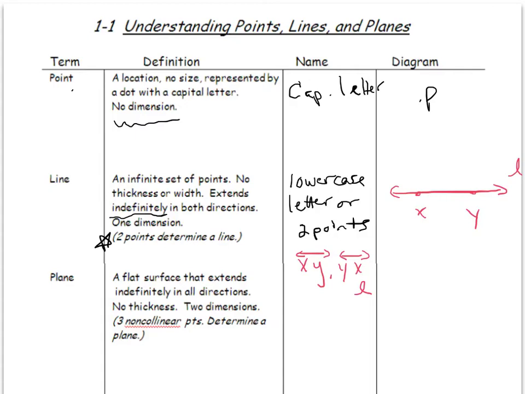And the last thing we're going to talk about on this slide is a plane. A plane is a flat surface that extends indefinitely in all directions. Again, that word indefinitely means forever. It has no thickness. It's got 2 dimensions, and we're going to talk about this later, but one thing to remember is that 3 points determine a plane. So we can name our plane with simply a script letter.